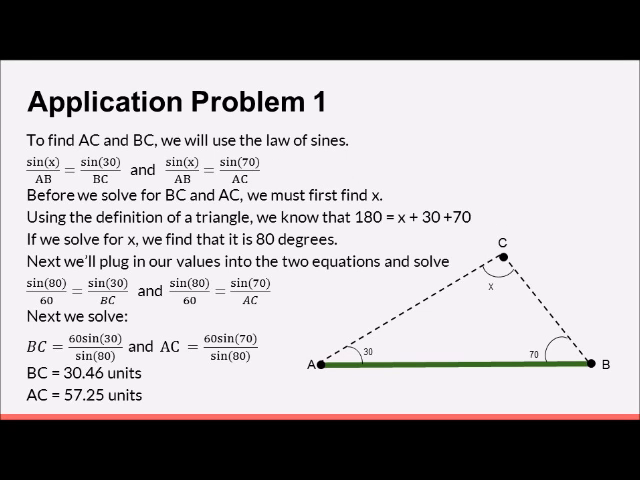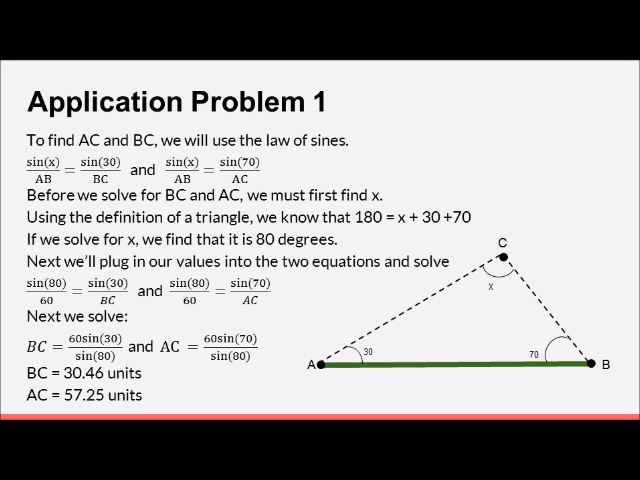To find the two distances, AC and BC, we will use the law of sines. Using the formula, we find that our two equations are sin x over AB equals sin 30 over BC, and sin x over AB equals sin 70 over AC. But before we can solve for BC and AC, we must find the angle x. Using the definition of a triangle, we know that 180 must be the sum of all the angles of the triangle. If we solve for x, we find that it is equal to 80 degrees.